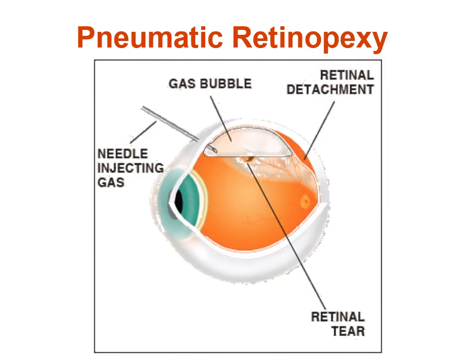A technique called pneumatic retinopexy is used to fix the detached retina back to the wall of the eye. First, the vitreous is removed and replaced with a gas bubble. The gas bubble forces the retina to the wall of the eye, and a laser is used to seal it to the wall. The gas bubble gradually is resorbed from the eye over several weeks and replaced by a watery fluid.